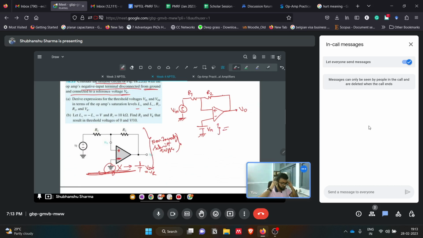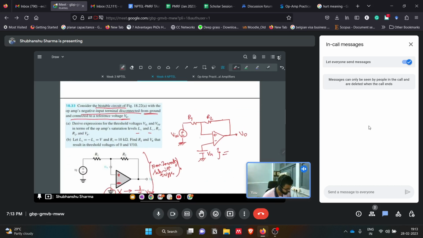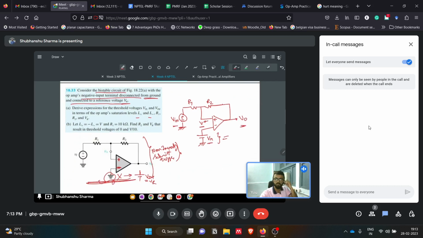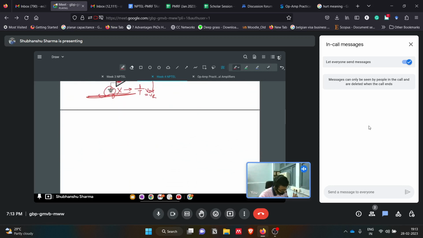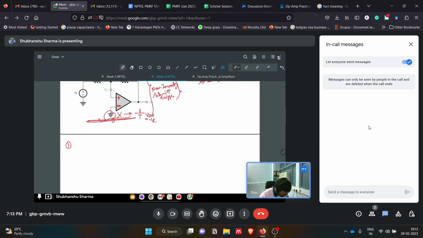So how will we handle this question? As I said earlier, this is the V plus voltage, the non-inverting terminal voltage. If we can somehow get a relation for V plus in terms of VR, V output and V in, we can easily decide the threshold, because based on these inputs the output is decided. So we'll consider two cases. Case one is when the circuit is in the V naught equals plus V saturation state, that is, the circuit output is high. Then what will happen?